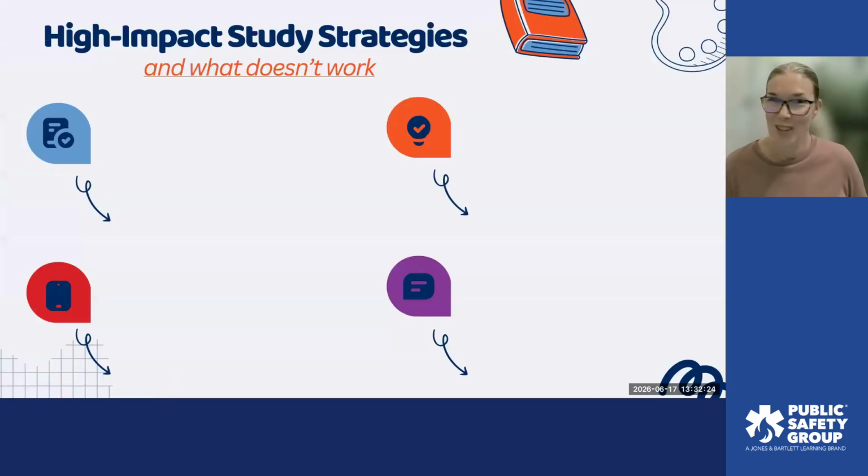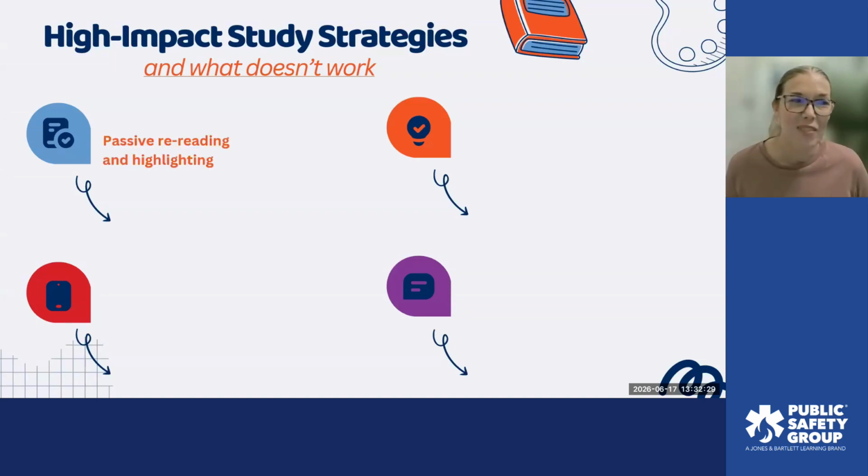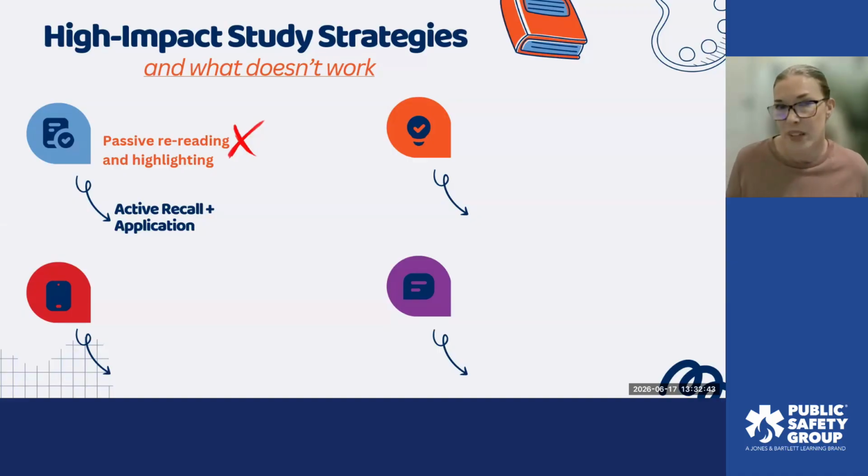So some high impact study strategies and some things that don't work very well. Instead of passively rereading and highlighting the same paragraph over and over, you want to practice something called active recall and application. This looks like self-testing, or after you've studied something during your time block, shut your book, write everything you know on a piece of paper, but then dig deeper. The application comes from, I recall all of these things on this piece of paper. How would I apply it in this scenario or that one?